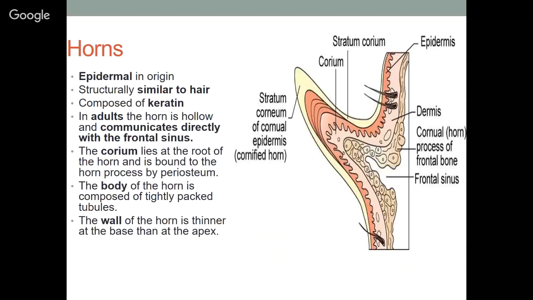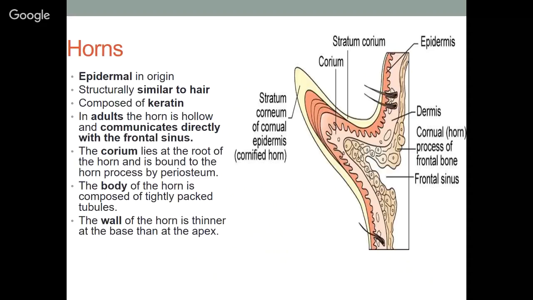With the horns, these are also epidermal in origin. They're structurally similar to hair because they are composed of keratin. In adults, the horn is hollow and communicates directly with the frontal sinus. The frontal sinus is part of the skull, a hollow structure within the skull, usually full of air, sometimes full of a little bit of fluid. It's important to remember that it communicates with the frontal sinus because if you're dehorning an animal and you get too close, you can open up that frontal sinus and you can have a problem with infection, a sinus infection.